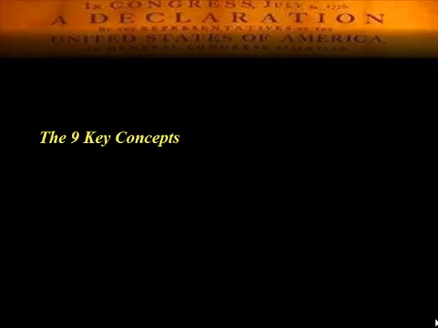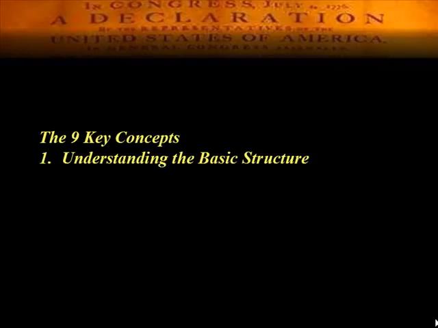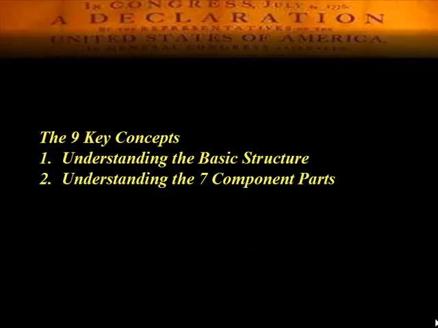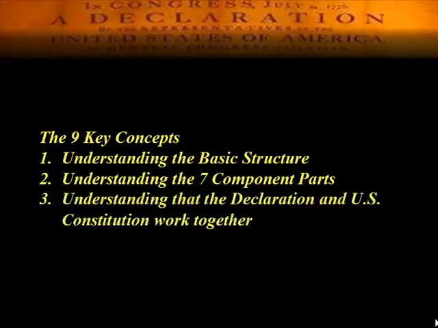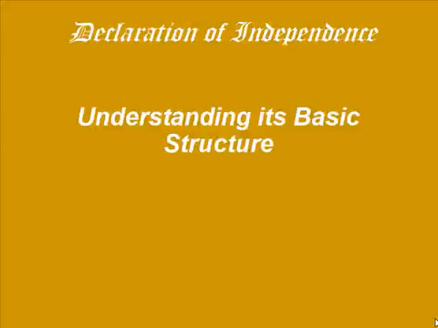The 9 key concepts can be broken down into 3 more broad categories. The first is understanding the basic structure of the Declaration. Second of all, understanding the 7 component parts within that basic structure. And then thirdly, understanding that the Declaration and U.S. Constitution are designed to work together. So let's first take a look at understanding the basic structure.